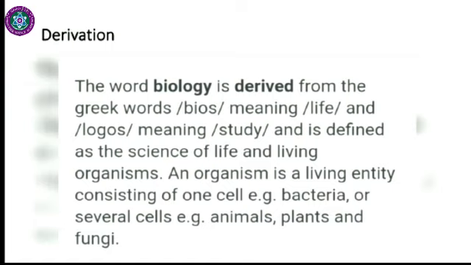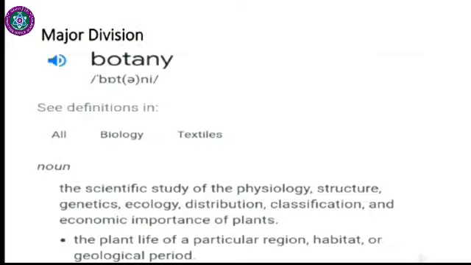An organism that consists of one cell, a single cell, is called unicellular. If the organism consists of more than one cell, or several cells, it is called multicellular. Then the major division of biology comes. Biology is divided into three major divisions. The first is botany, the second is zoology, and the third is microbiology.